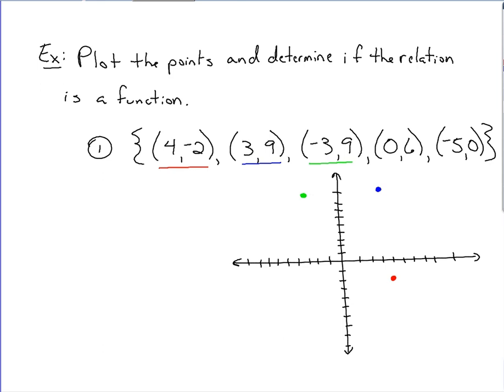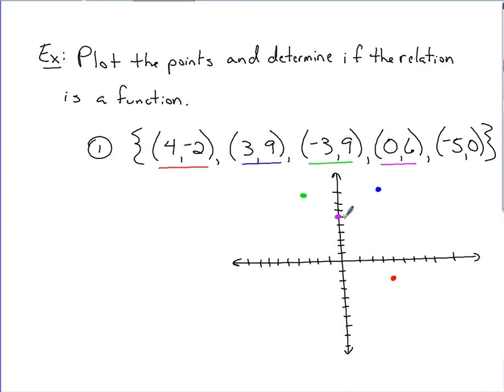0, 6. All right, 0, 6 is going to be on the y-axis because we're not moving left or right for the x values. We're staying at home at 0. We're going up 1, 2, 3, 4, 5, 6. This would be a y-intercept type point.